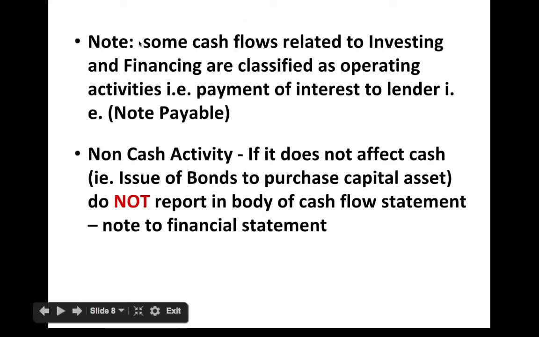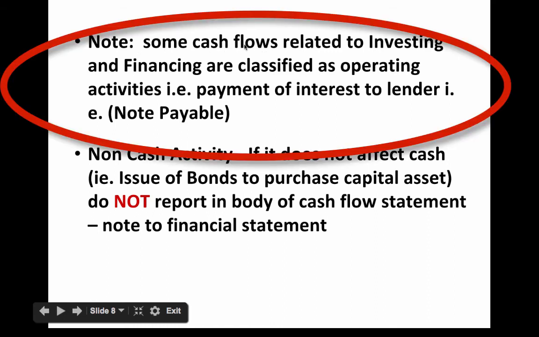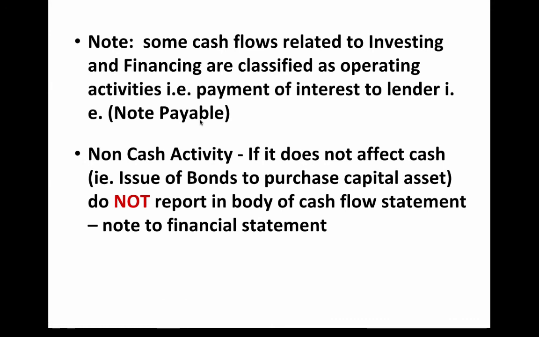Okay, just a couple of notes here that you need to be aware of when preparing the cash flow statement. Some cash flows, so this is cash coming in or out of the company, related to investing and financing activities. So remember, there are those two sections. We have actually three sections: operating, investing, and financing. Well, some cash flows related to investing and financing are actually classified as operating activities. For example, that would be a payment of interest on a note payable. The payment of that interest would go into that operating section, not the investing or financing section.